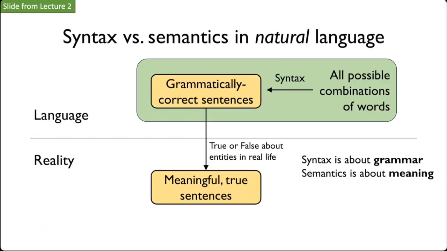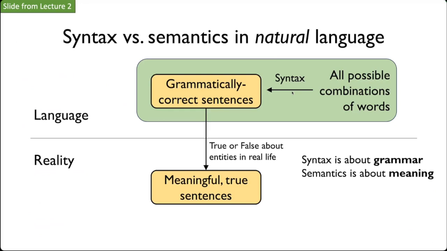So here's a slide from last time. This is defining or reminding you what syntax versus semantics is in natural language. I can combine all possible combinations of words to make sentences, and if I don't pay attention to subject-verb agreement, I might end up with grammatically incorrect sentences, and that's wrong. That's a violation of syntax.